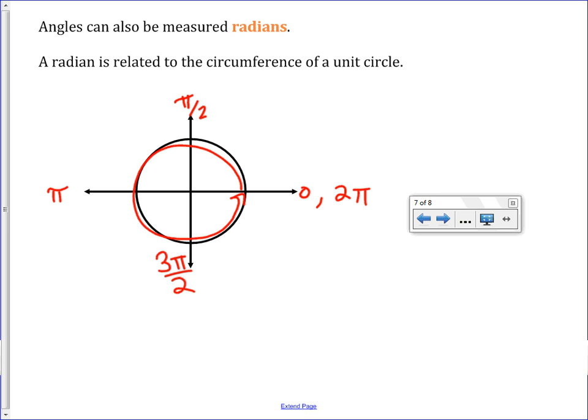So radian measurements all have pi in them, unless you were to take out a calculator and actually put pi into it, like as 3.14, and you could get a decimal measurement for your radians, but most often we'll leave it in terms of pi.